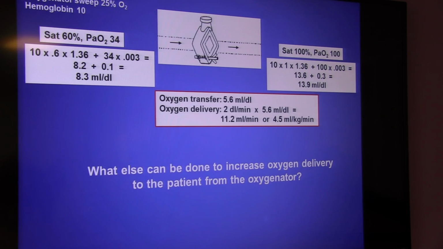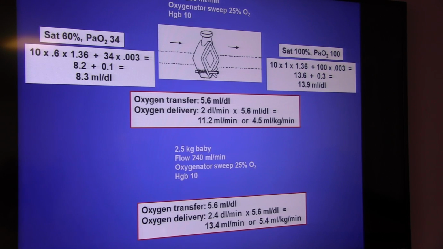And then the last one is to think about increasing your flow. Here you increased your flow from 200 to 240, so not a huge increase in your flow, but you got a pretty sizable gain: an increase of almost 1 in your milliliters per kilogram per minute of oxygen delivery by just going up on the flow a very small amount.